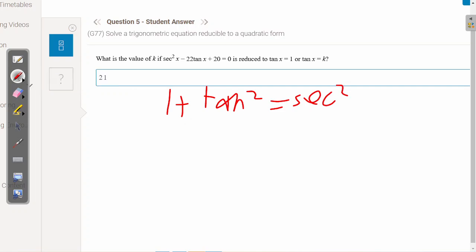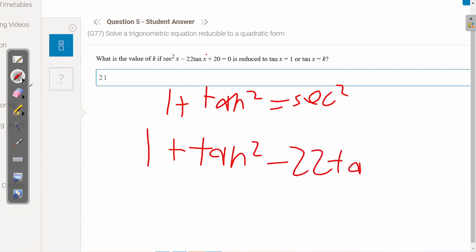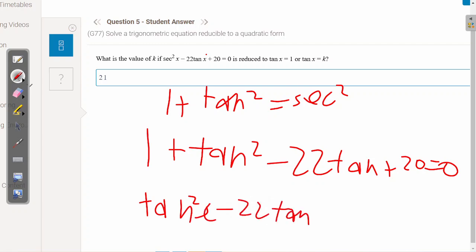How do you know which one to substitute? You look at which one is squared. The one that's squared is secant, so you substitute the secant, not the tan, because tan is not squared, it's to the power of 1. Okay, so you substitute secant squared with 1 plus tan squared, it will be 1 plus tan squared minus 22 tan plus 20 equals 0. You move the 1, so tan squared x minus 22 tan x plus 21 equals 0.